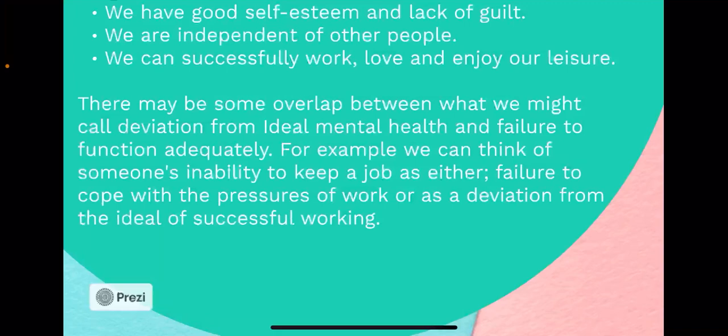There may be some overlap between what we might call deviation from ideal mental health and failure to function adequately. So some of these things, for example, we are independent of other people, we can successfully work, love, and enjoy our leisure. Those two criteria you might also associate with failure to function adequately. So there is some overlap here, but we have several criteria that we have to meet according to this definition.